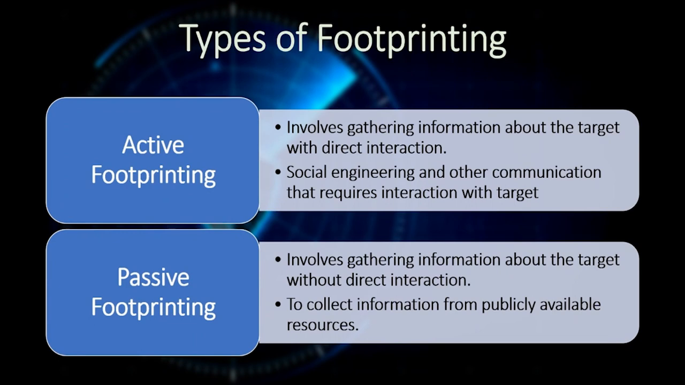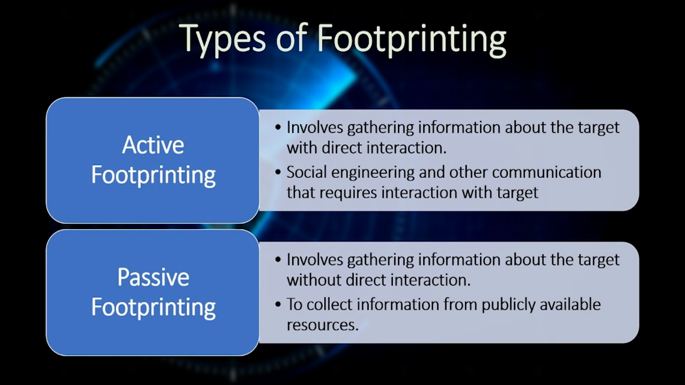So what are the types of footprinting? There are two types of footprinting. First is active footprinting and second is passive footprinting. In active footprinting, as the name suggests, the attacker gathers information about the target with direct interaction. So in active footprinting, the attacker directly interacts with the target. Social engineering and other communication that requires interaction with the target all come under active footprinting, where the attacker can also use some tools to interact with the target.